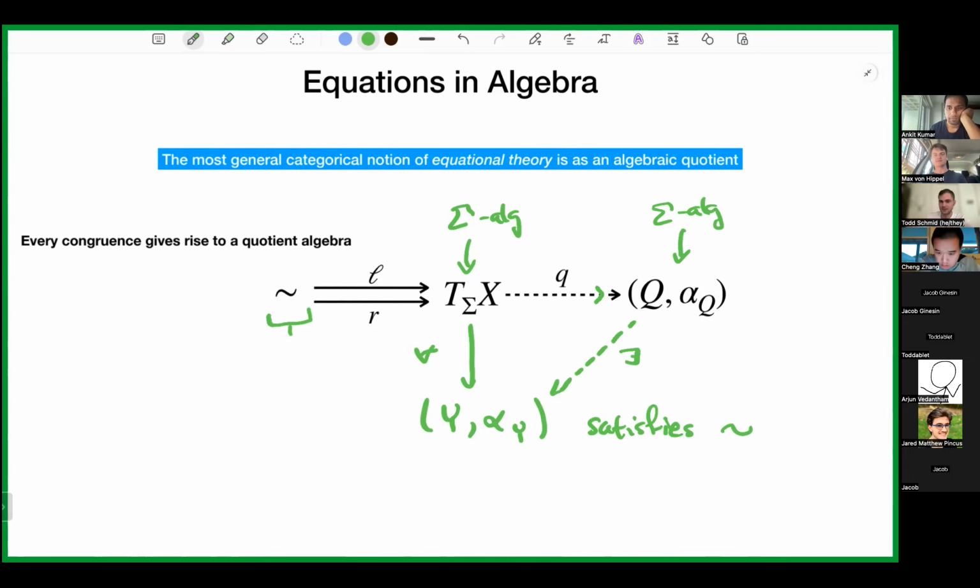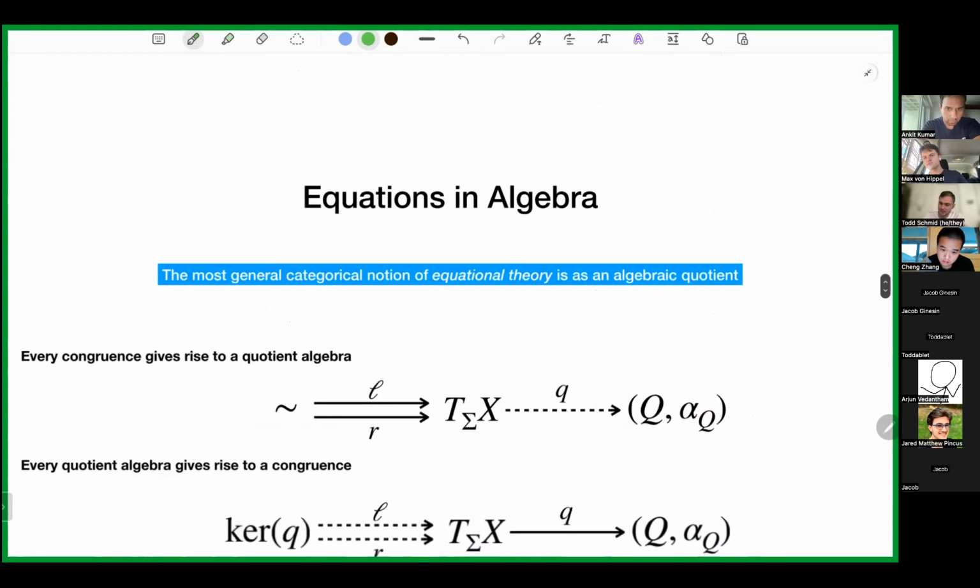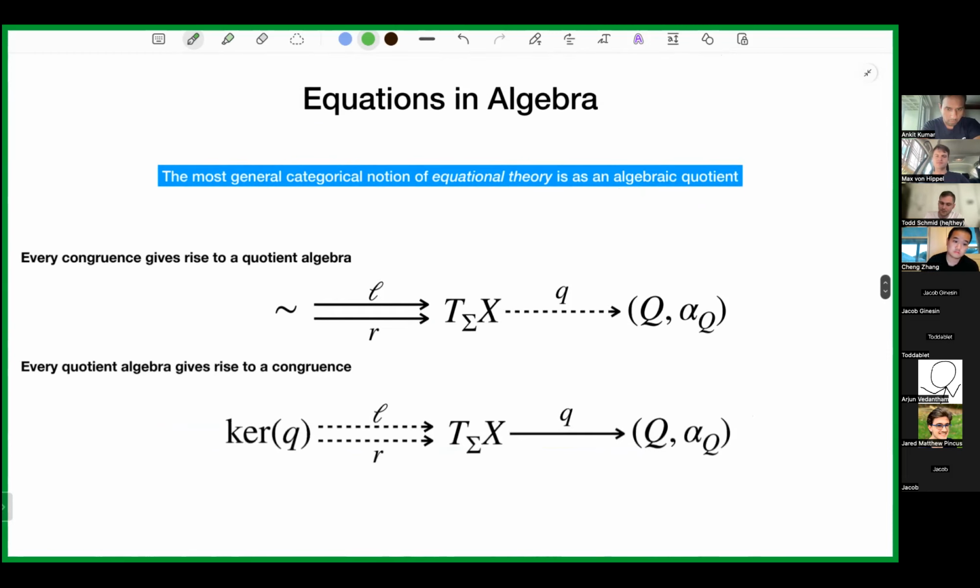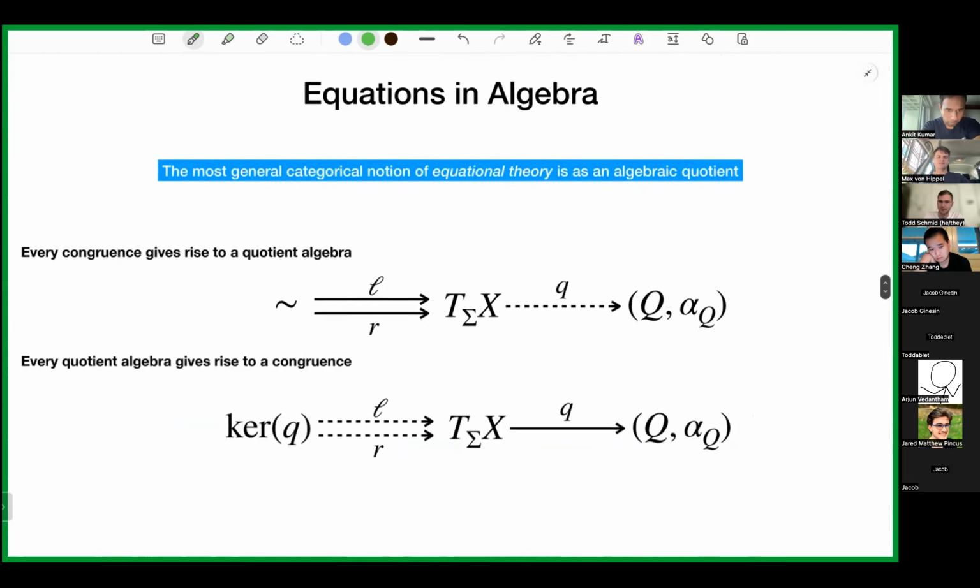And this characterization of equational satisfaction still holds. I mean, this is the same thing still. Okay, so every congruence gives rise to a picture like this, where we have an algebraic quotient, and satisfaction of the equations is characterized by factorizing through this quotient. Conversely, if you start with an algebraic quotient, you can also get a congruence back.